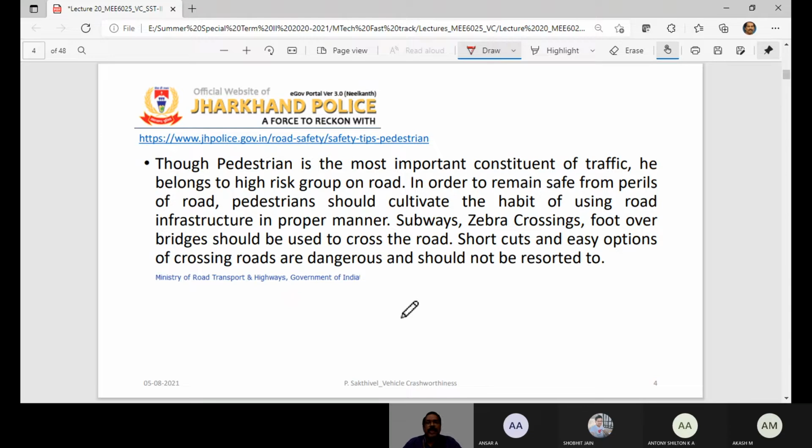See here, though the pedestrian is the most important constituent of traffic, he belongs to a high risk group on the road. In order to remain safe from the perils of the road, the pedestrian should cultivate the habit of using road infrastructure in the proper manner. Subways, zebra crossings, and foot over bridges should be used to cross the road. Shortcuts and easy options for crossing the road are dangerous and should be avoided, right? This is what is highlighted first on their website.